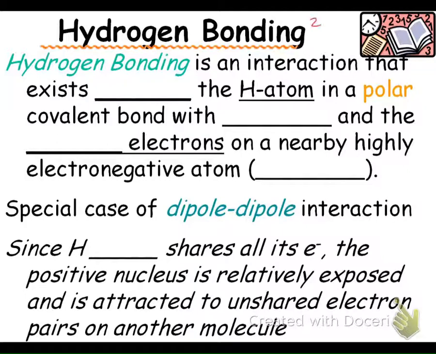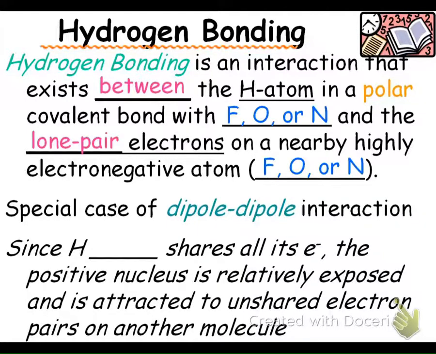Hydrogen bonding is our second strongest, so it's an interaction that exists between the hydrogen atom in a polar covalent bond with fluorine, oxygen, or nitrogen, and the lone pair electrons on a nearby highly electronegative atom. So fluorine, oxygen, or nitrogen. I like to think about it as NOF, N-O-F. It's a little bit easier for me to remember that way. This is a special case of a dipole-dipole interaction.